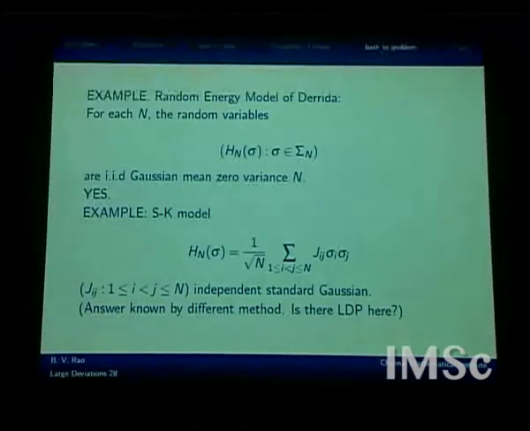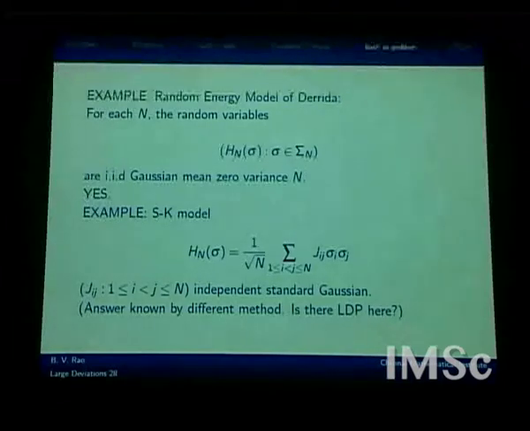This is called the random energy model by Derrida. For each n, look at the random variables Hn(sigma). Now, Hn(sigma) are not numbers, they are random variables. They are independent, identically distributed Gaussian, mean 0 and variance n. So they are random variables defined in a probability space. If you fix one point omega in your probability space, you have got a system of numbers Hn(sigma).